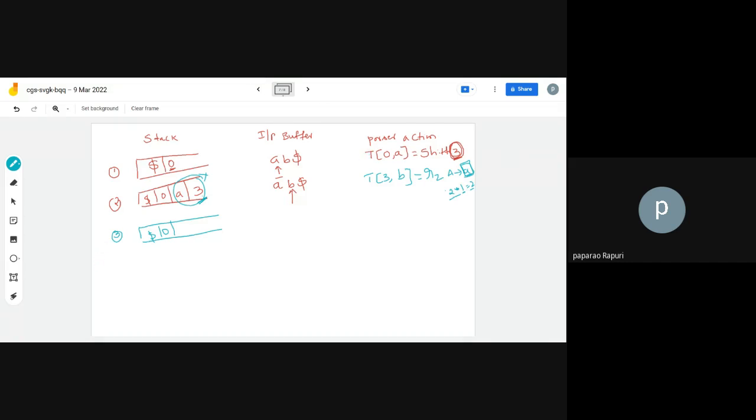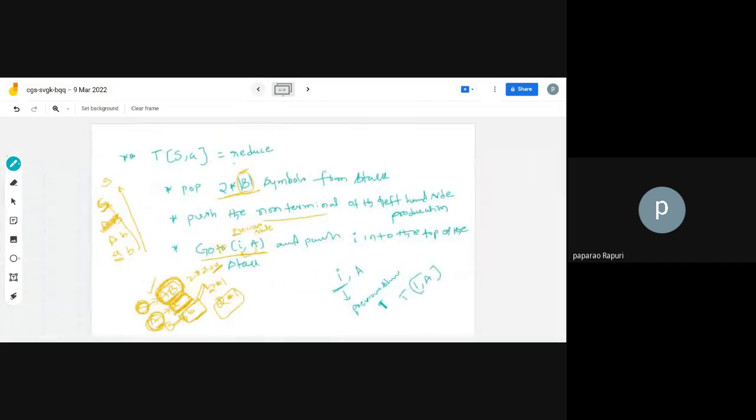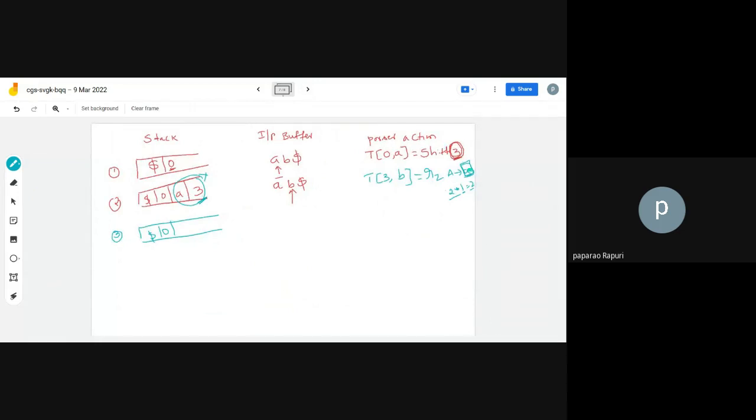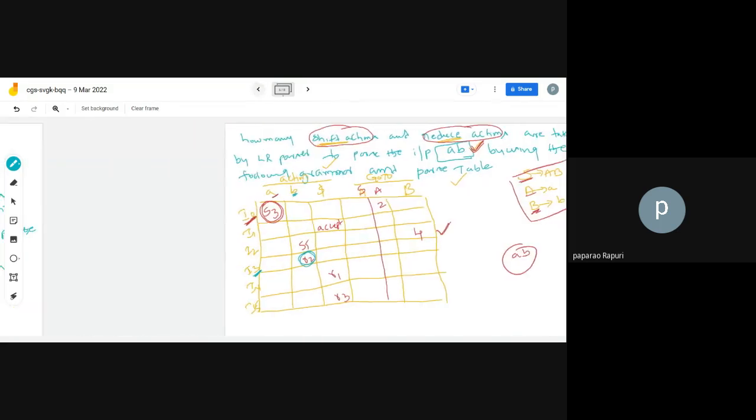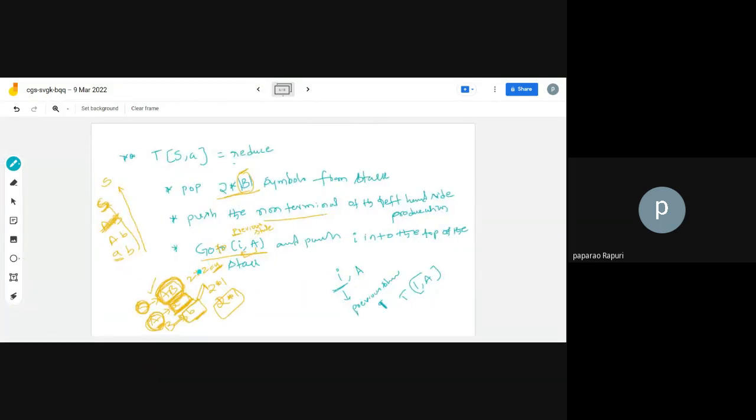After that, the second point we need to do is push the non-terminal on the left hand side. What is the non-terminal here? Capital A. Then what is he telling? After that, go to I comma A, where I is the previous state.